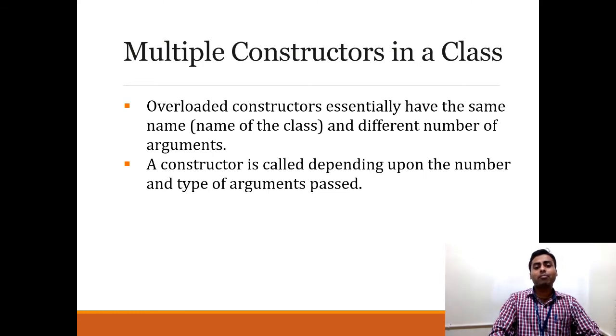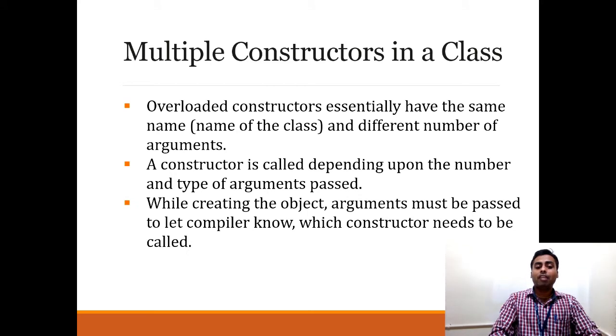Suppose there is a class with the name test. We have one constructor with the name test, another constructor with the same name test, then the next constructor again with the same name test. So how will the compiler know which constructor to execute at which time? That is decided depending upon the number and type of arguments passed to that constructor. While creating the object, arguments must be passed to let the compiler know which constructor needs to be called. Okay, so let's begin with one example.